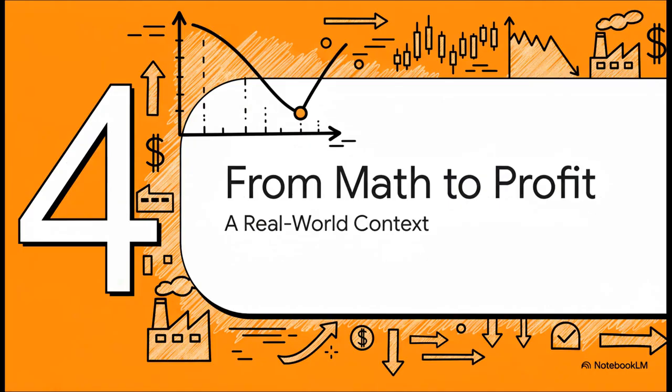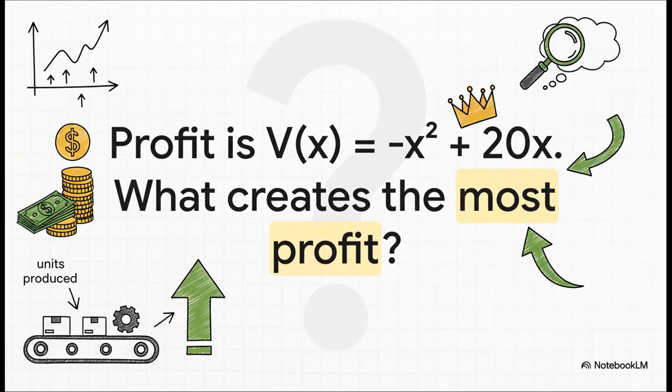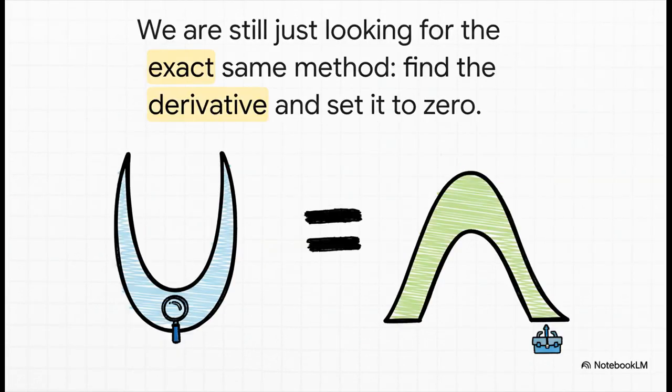Okay, so that's the math. But who cares, right? How does this actually help us in the real world? Well, let's take this exact same tool and use it to make as much money as possible. All right, here's a classic business problem. A company's profit, which they call V, depends on how many things they produce, which is X. They have a function that models this relationship. Now, the million-dollar question for pretty much any business is, how many units should we make to get the absolute tippy-top maximum profit?